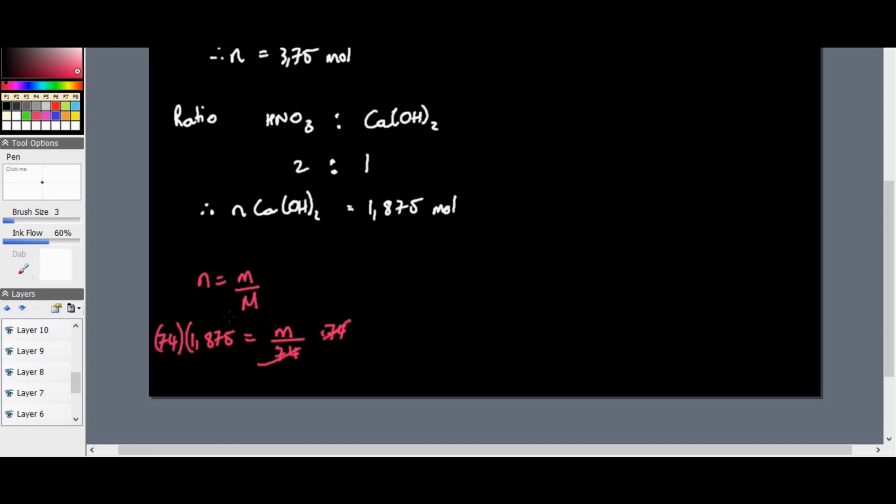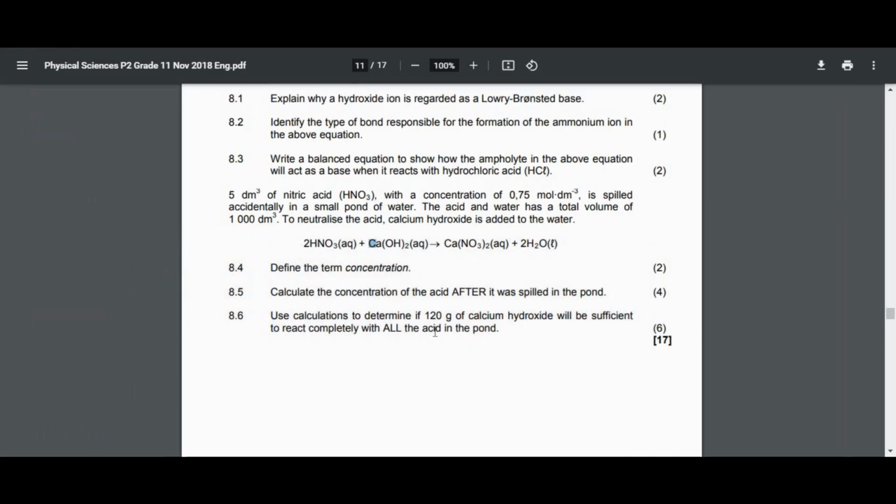74 here times 1.875. If we just do that quickly, 74 times 1.875 gives us the mass that we actually need, which equals 138.75 grams. Clearly 138.75 grams is larger than 120. It's larger than 120, which they said to use calculations to determine.